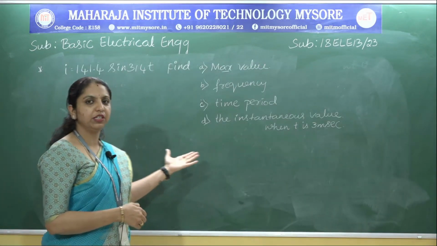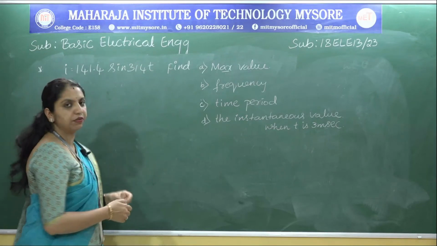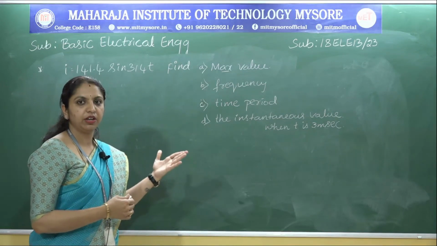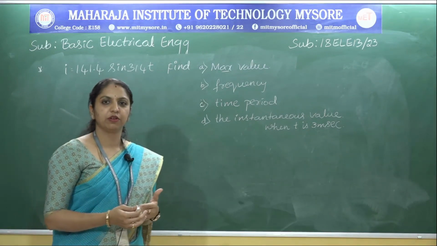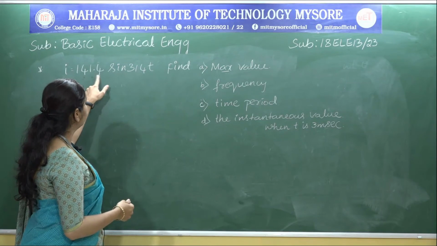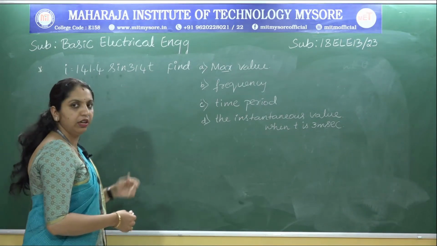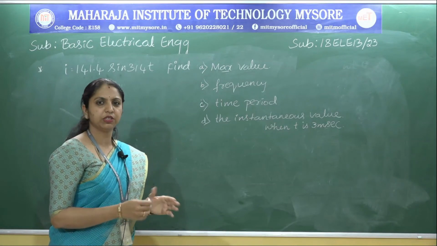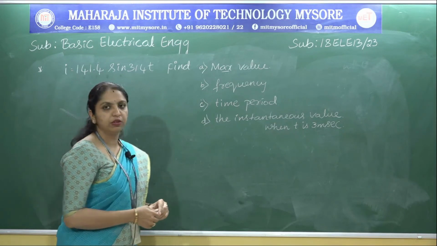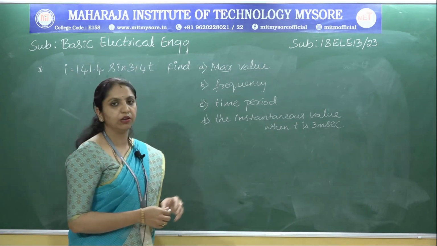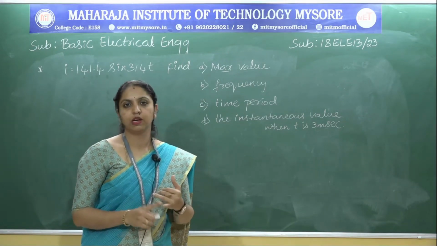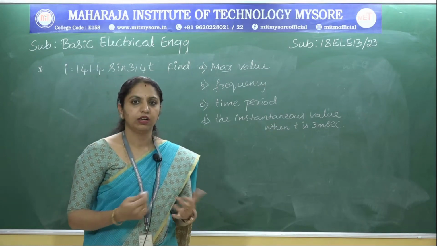Okay, in the next problem the given expression is in the form of instantaneous current, which is I. Remember, this instantaneous equation can be expressed in the form of both current as well as voltage. So I is equal to 141.4 sine 3140, which is exactly similar to the previous problem. Just to practice, I have taken it in terms of current. So here you need to find the value of maximum current. Maximum value, peak value, amplitude, all are the same.